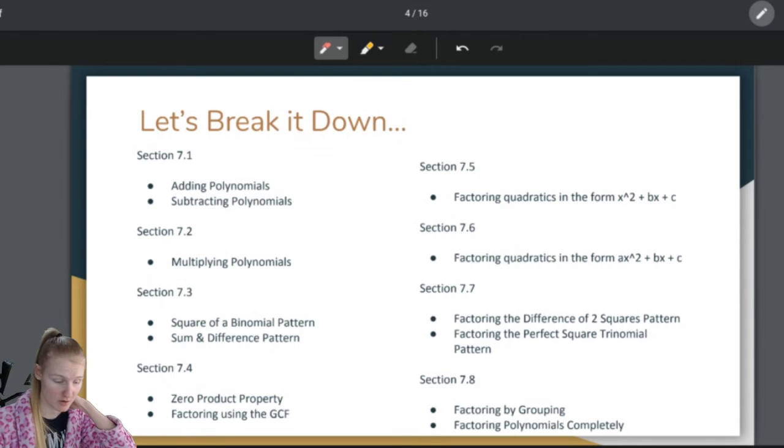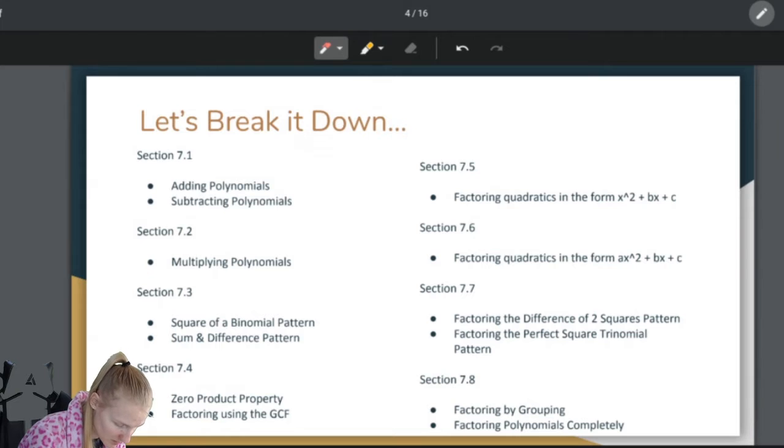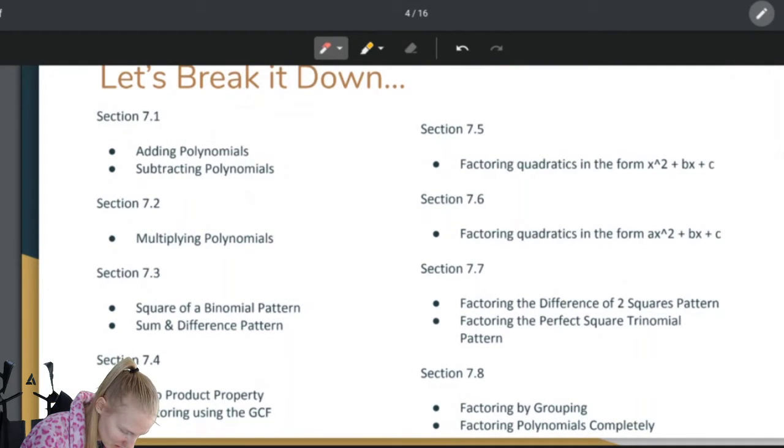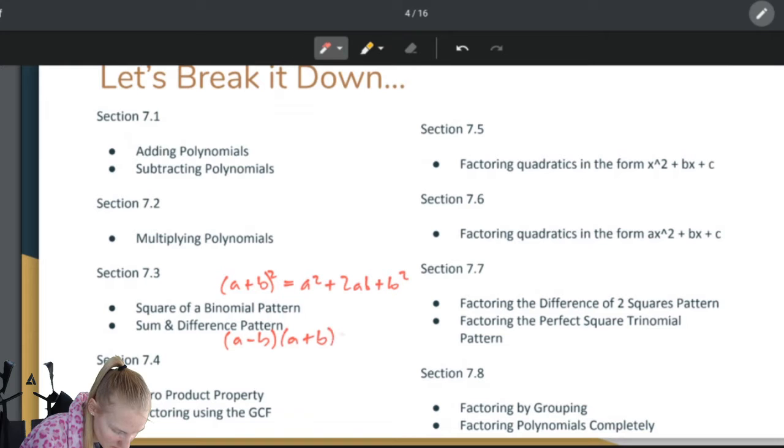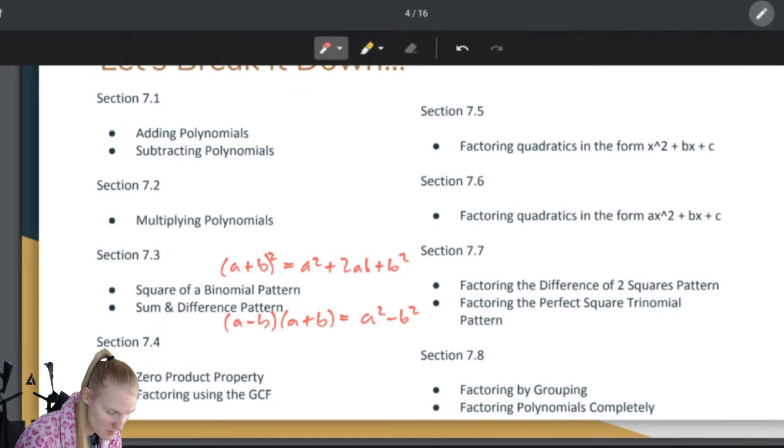7.3, those were our patterns. So these were, zoom in here, the a plus b squared equals a squared plus 2ab plus b squared. And this was the a minus b times a plus b equals a squared minus b squared. The zero product property was if ab equals 0, then a equals 0 or b equals 0. And the GCF was when we factored something out.